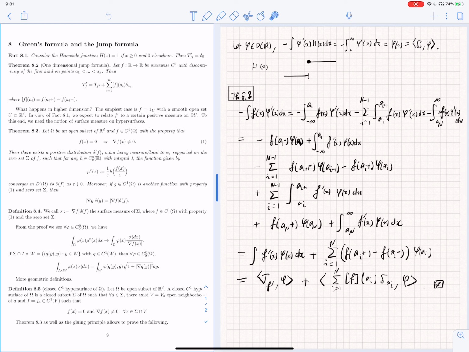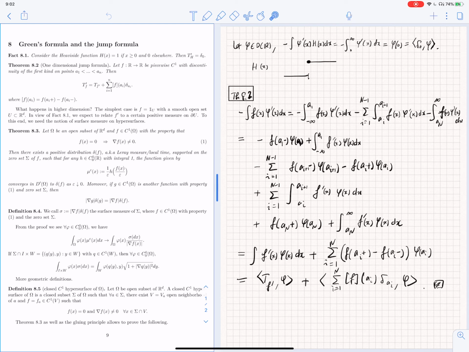So this is the goal of the following proposition, theorem 8.3. It says the following. We consider Omega an open subset of R^d, and f is a C^1 function on Omega with the property that its gradient does not vanish on the zero set of the function. Okay, so whenever f(x) is equal to 0, we have automatically that the gradient of f at x is not 0. So the gradient of the function doesn't vanish on its zero set.